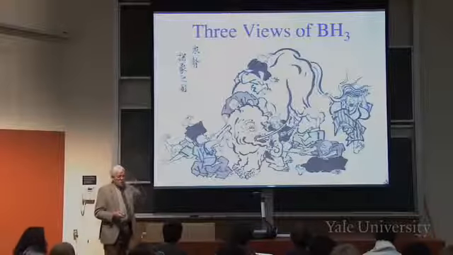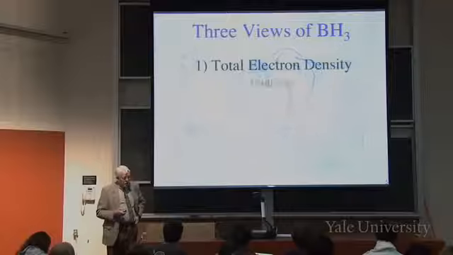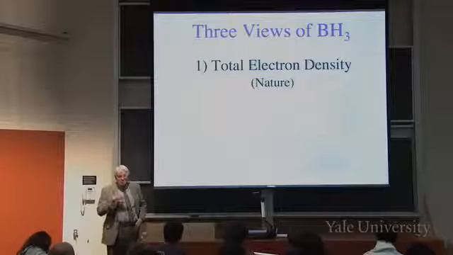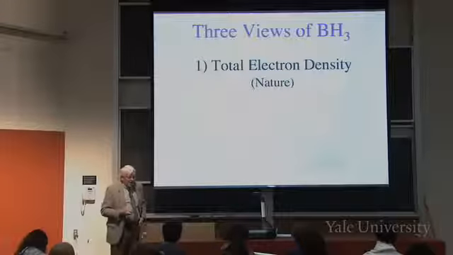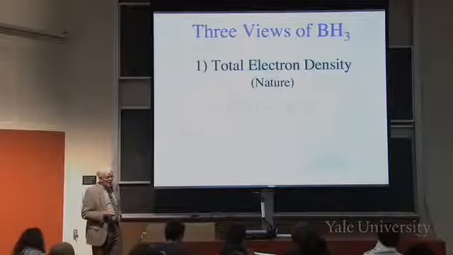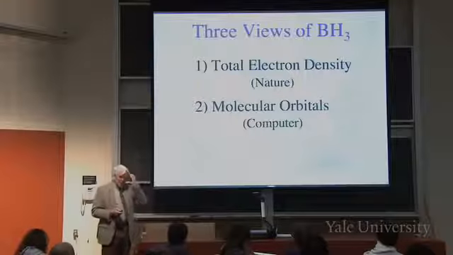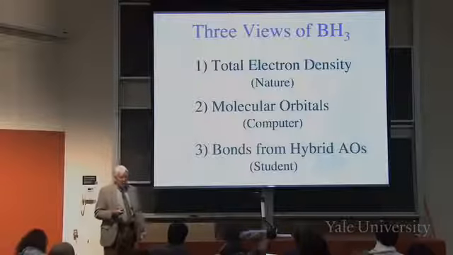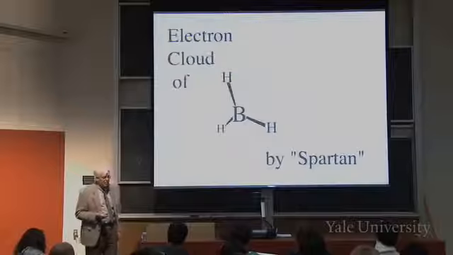Okay, now, 3 views of BH3. First, nature, the total electron density. I'm going over the same thing again and again here with different examples. First, look at total electron density, nature. Then we'll look at molecular orbitals, that's what a computer does. And then we'll look at bonds from hybrid atomic orbitals, and that's what we do as chemists.